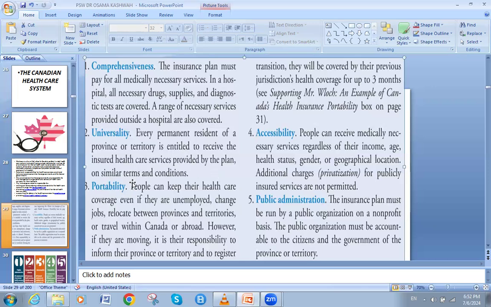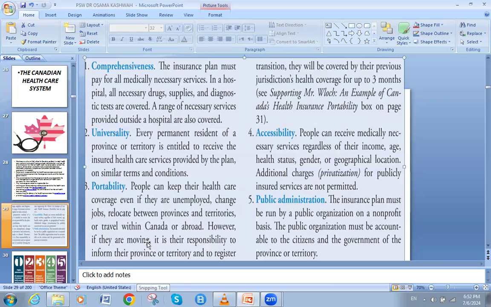The third thing is portability. People can keep their healthcare coverage even if they are unemployed or change jobs. What does portability mean in the case where I don't have a job, I'm not working, I'm changing my job, or I'm relocating from one place to another or from one province to another? In all these cases, you can still keep your healthcare. Healthcare is guaranteed to be afforded by the Canadian healthcare system.